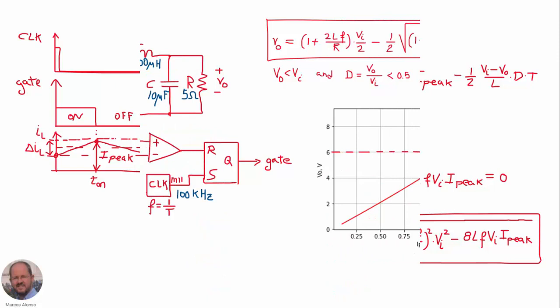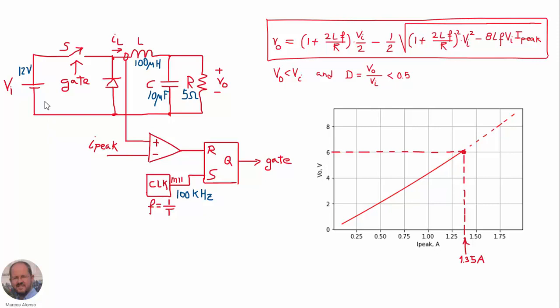We are showing here in blue the values of the different parameters that we have selected. The input voltage, 12 volt. The inductance, 100 microhenry. The capacitance, 10 microfarads. The load resistance, 5 ohm. And then we have selected 100 kHz switching frequency.